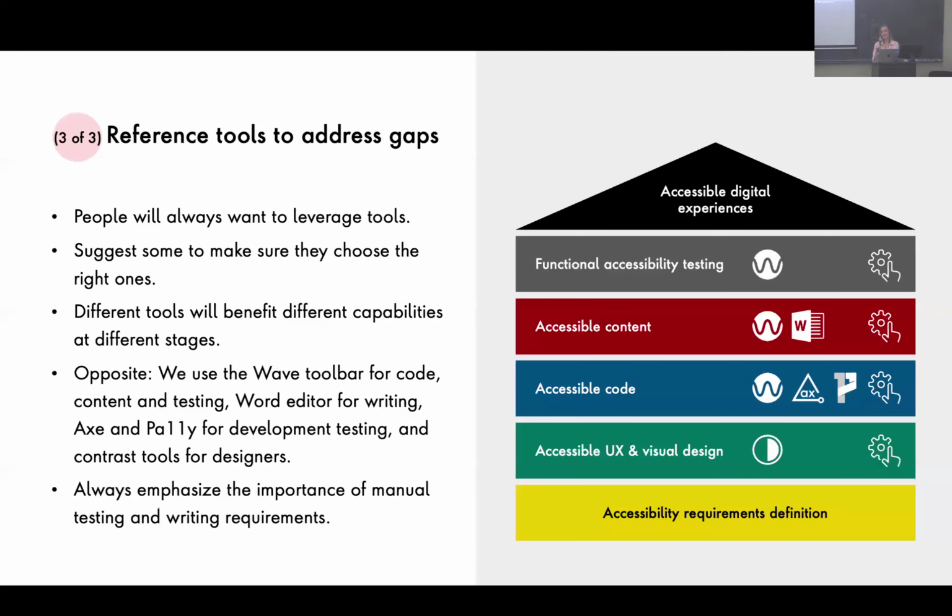All right, so this last part here, people are always going to want to leverage tools. So no presentation is complete about achieving sustainable accessibility without noting that we want to suggest reference tools to address gaps, help people speed up their workflows. But my point here that I mentioned earlier is it's better if you suggest the tool, because you're the one who knows if it's a decent tool. There are a lot of kind of substandard tools out there. You can make sure that the team is picking the right ones for their workflow.